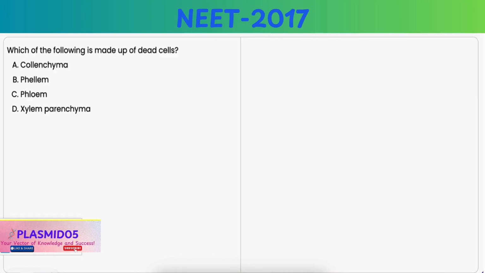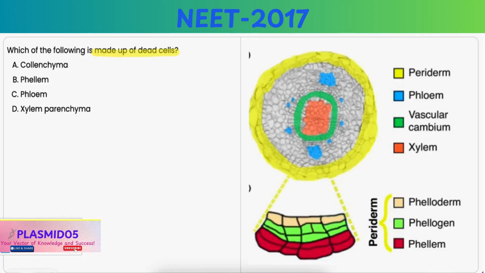In this question, you have to identify which of the following is made up of dead cells. Option A, collenchyma. Now, it is incorrect because it is made up of living cells with thickened cell walls. Option B, phloem. Phloem, which is also known as cork, is made up of dead cells.